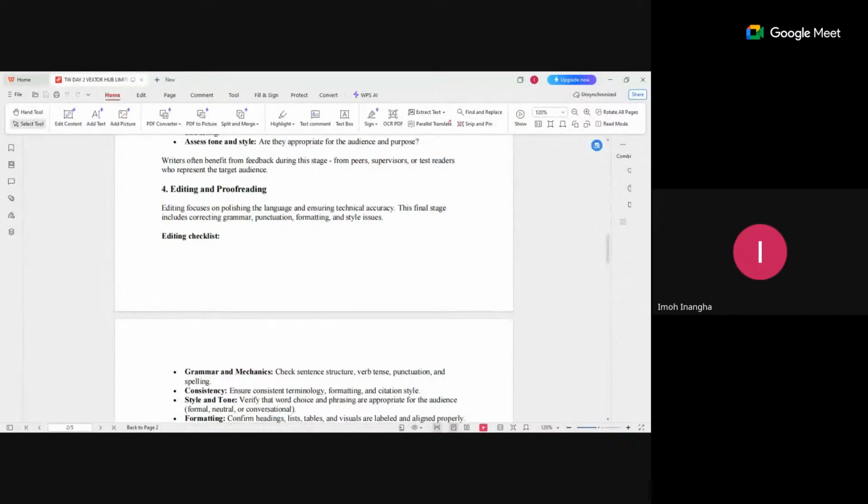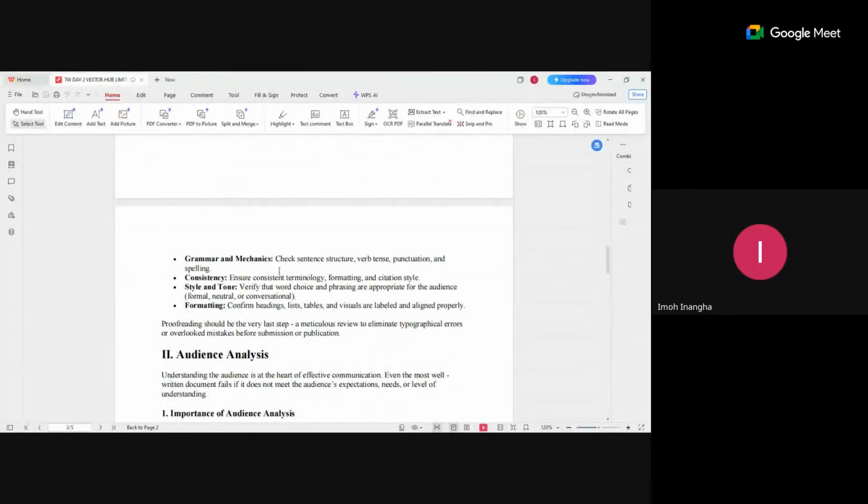Now, editing checklist: grammar and mechanics. Check sentence structure, verb tenses, punctuation and spelling. Consistency: ensure consistent terminology, formatting and citation style. If you are a writer already, you will know what this means, formatting and citation style. But as you progress, you get to know and understand better.